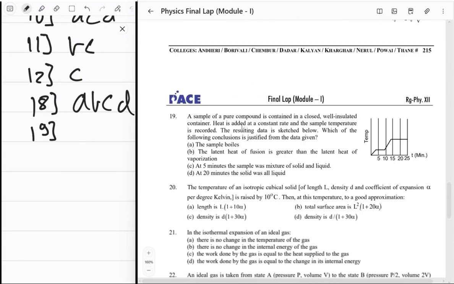Okay. A sample of pure compound is contained in a closed, well-insulated container. Heat is added at a constant rate, and the sample temperature is recorded. The resulting data is sketched below. Which of the following conclusions is justified from the given data?